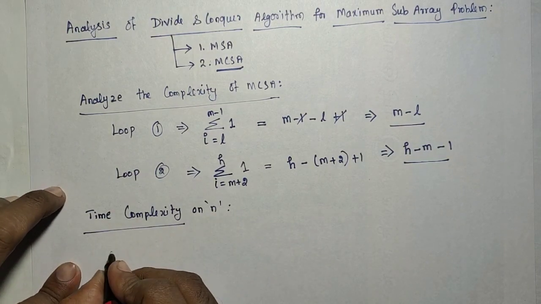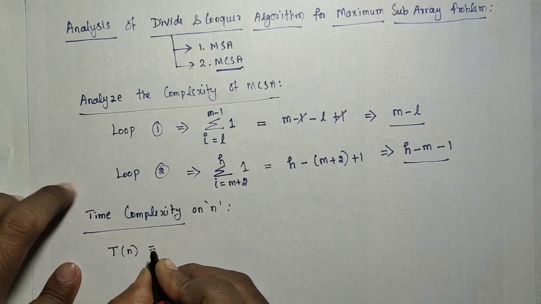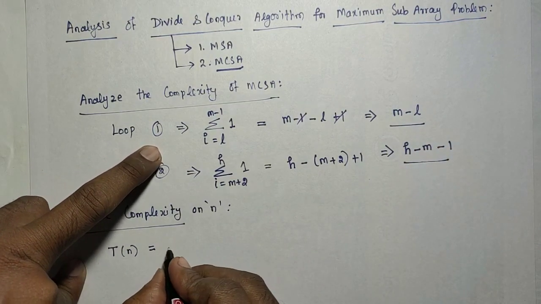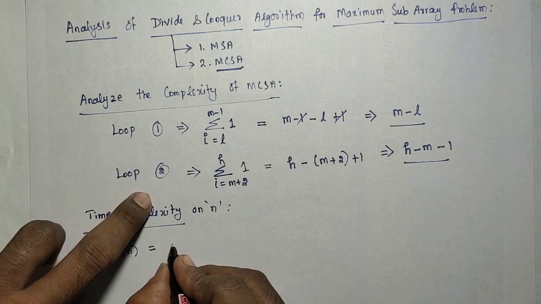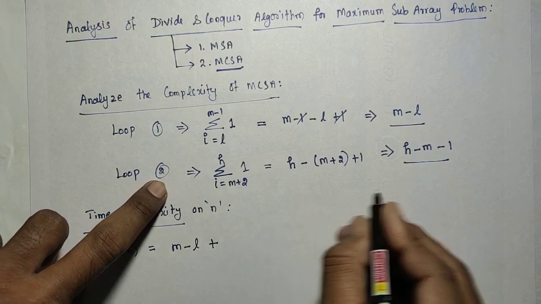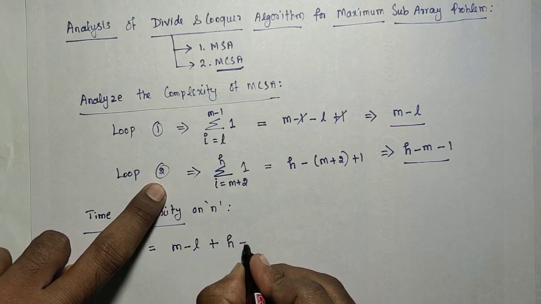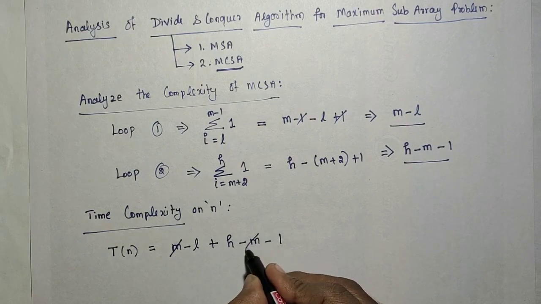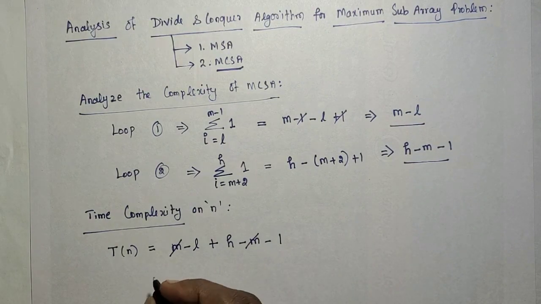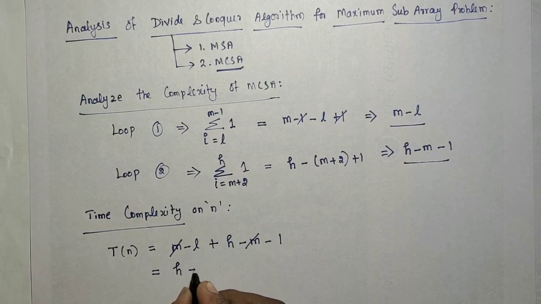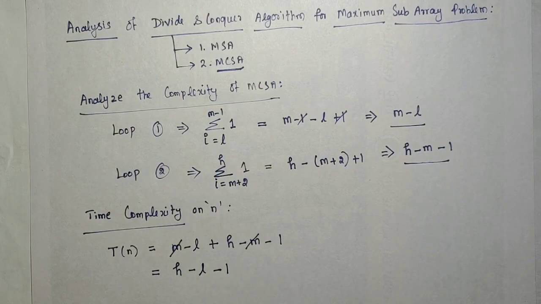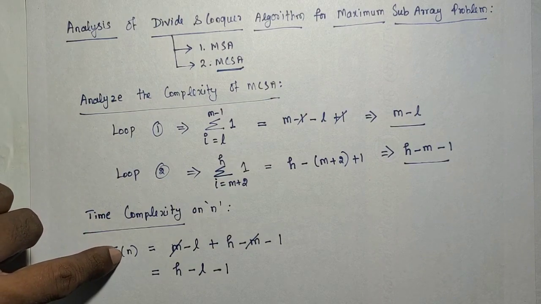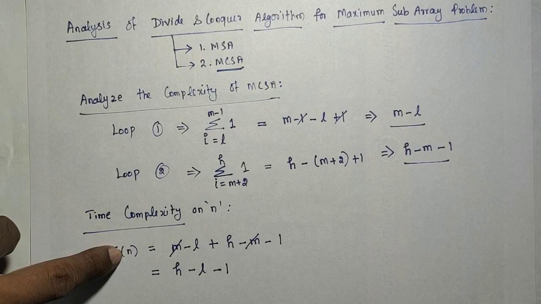T of n can be expressed like M minus L, that is the number of iterations in the first loop, and for the second loop, M minus L plus H minus M minus 1. So in this, plus M and minus M will be cancelled, which is equal to simply H minus L minus 1. So this is the thing. But we need to attain the complexity in terms of N, correct?